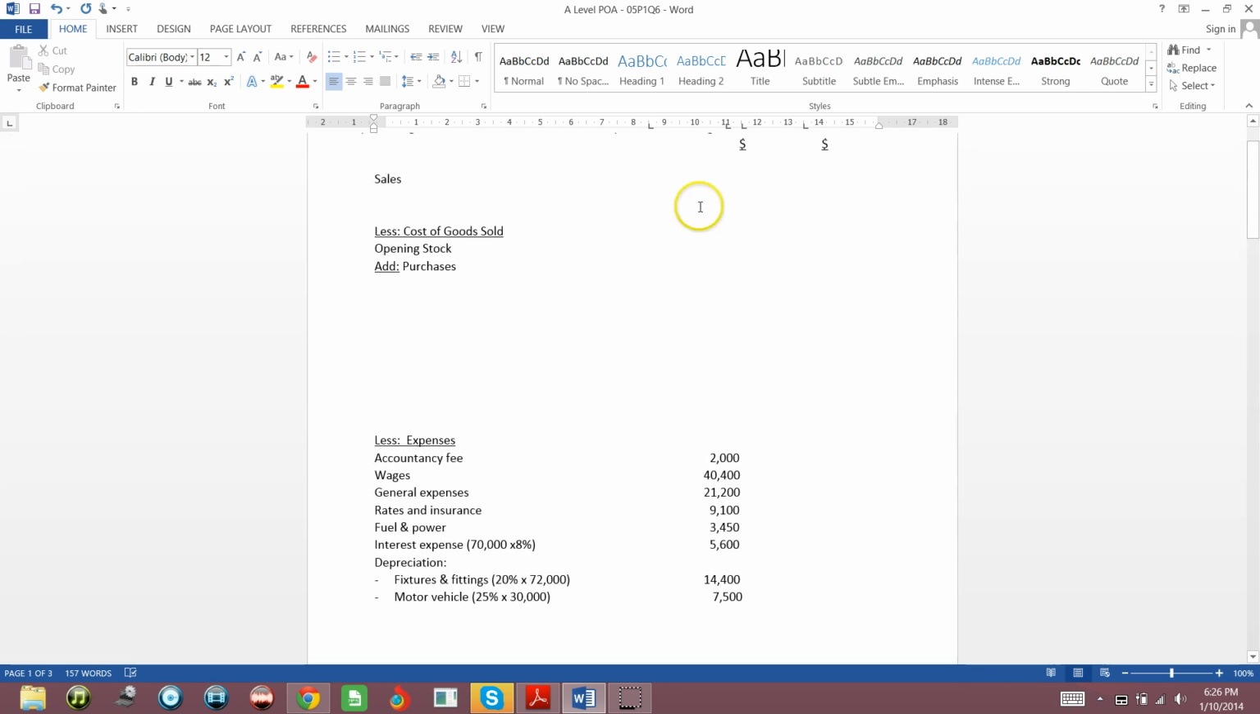Then what else am I going to do? Do you know also the opening stock? How much is the opening stock? The beginning stock, I can see at the beginning of the question, is 45,000. That's the opening stock.